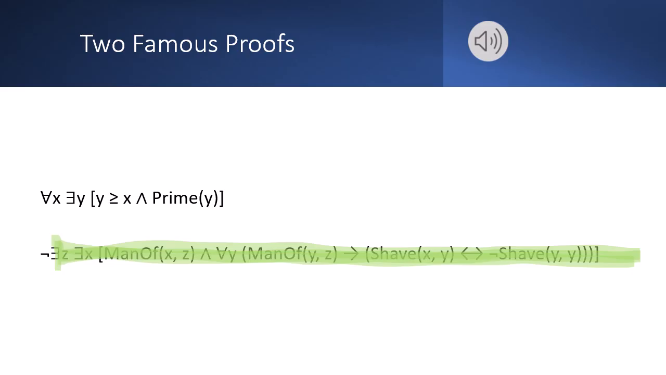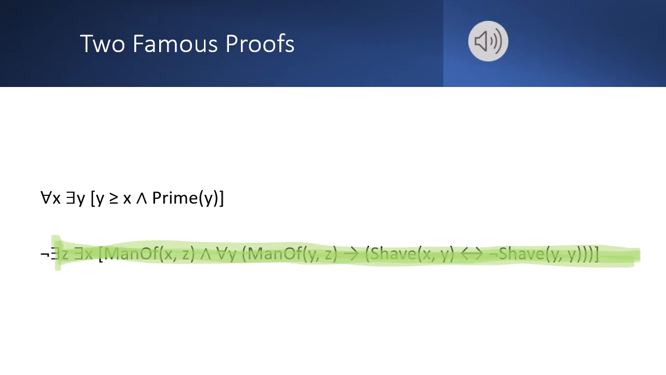Okay, so what you're seeing here in green is just a first order formalization of that statement. Here it says there exists a z and there exists an x, such that z is a name for a town and x is a name for a barber. And furthermore, x is a man of town z. And furthermore, for every other man in that town, the barber shaves that man if and only if they do not shave themselves. So that sentence highlighted in green is exactly the statement of the barber paradox.